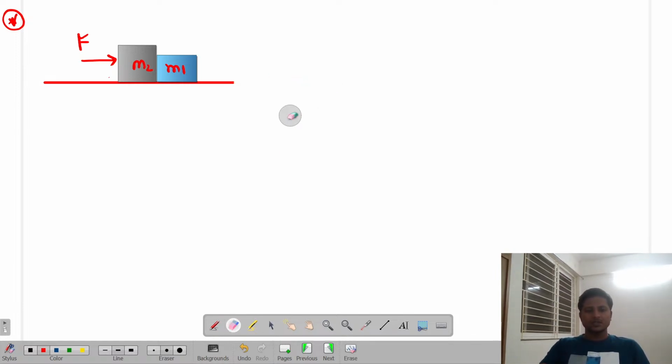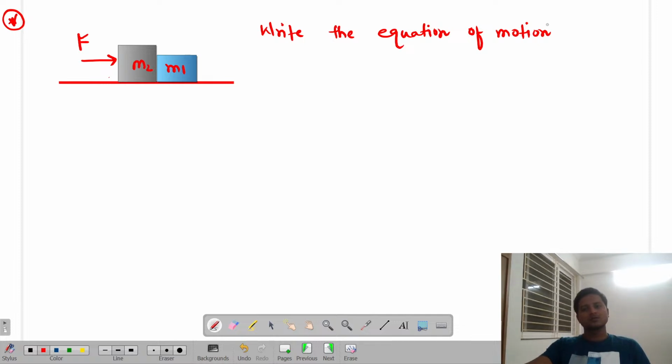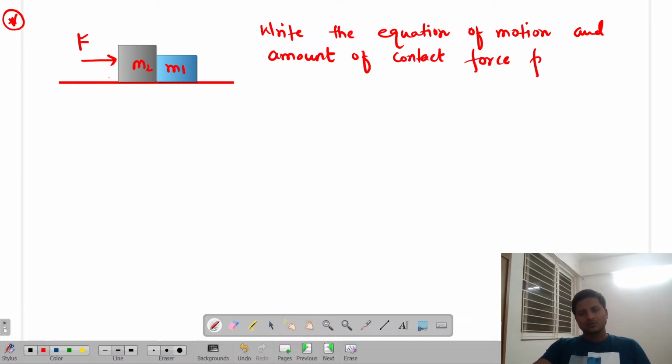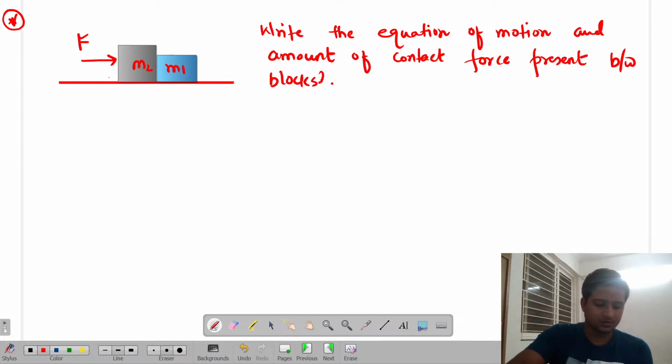Okay, the question is simple. Write the equation of motion and the amount of contact force present between the blocks. Quickly tell me. You have 2 minutes. Okay.